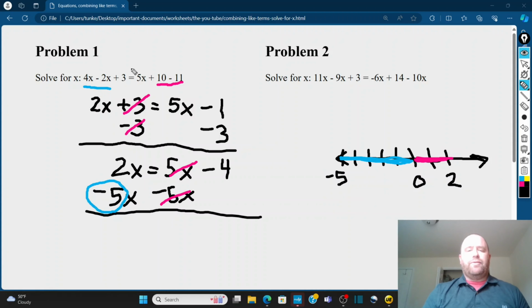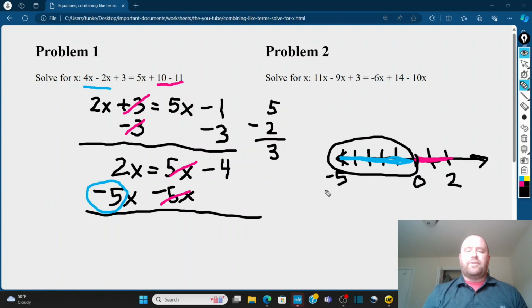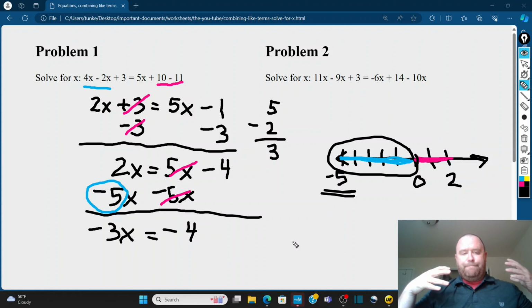Okay, so I'm going to do 5 minus 2. So 5 minus 2, well, that's 3. But then we take the sign of the number that is further away from 0 on the number line, so the -5, we're going to take that sign. So this is really -3x here. So we have -3x equals -4.